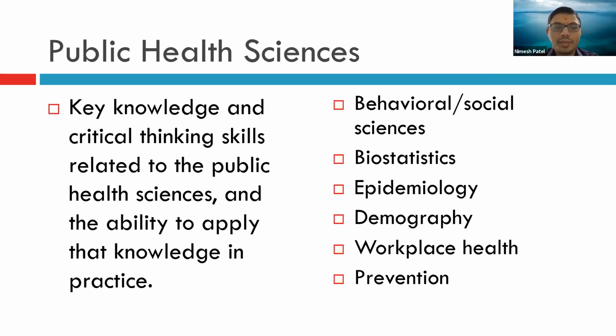The first competency, public health sciences, is defined as key knowledge and critical thinking skills related to public health sciences and the ability to apply that knowledge in practice, which includes a few fields. And again, it's not an exhaustive list: behavior and social sciences, biostatistics, epidemiology, demography, workplace health, prevention, chronic disease, infectious disease, psychological problems and injuries, environmental health, and so on. Right. So that's your first competency.